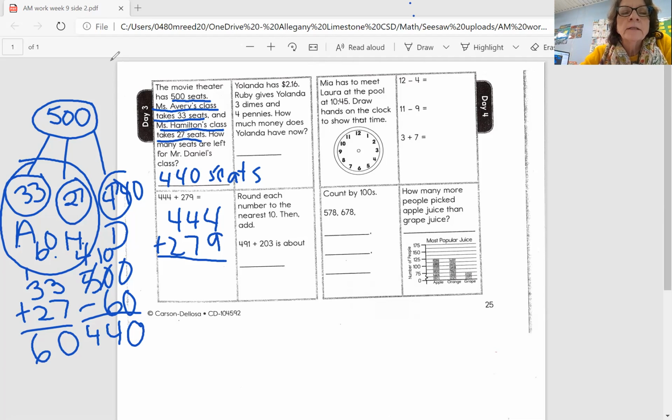So I start with my ones. 4 ones plus 9 ones is 13 ones. I put down the 3 and I have to regroup the 1 into the tens place. Now I'm going to add my tens. 4 tens plus 1 ten is 5 tens, plus 7 tens makes 12 tens.